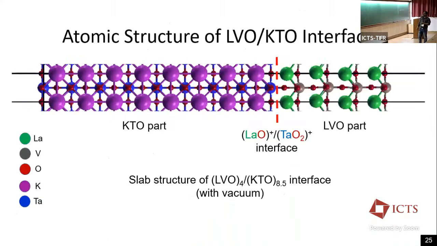Okay. Now I will show the results on the heterostructure interface. This is the atomistic structure, this is the KTO part, and this is the LVO part, and we have included some amount of vacuum here. So this is basically a slab model, and we have taken 4 unit cells of LVO on top of 8.5 unit cells of KTO. At the interface, you can see that it is TO2 terminated from the KTO side and LVO terminated from the LVO side, which is observed in the experiment.